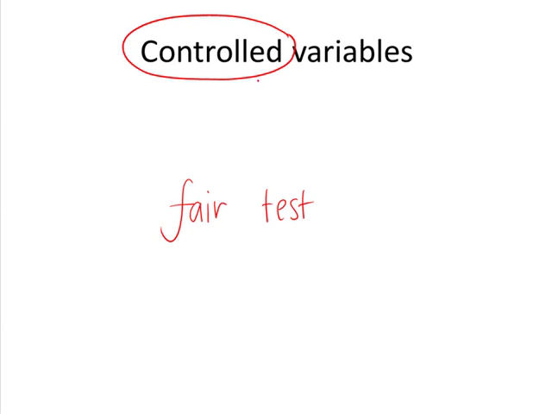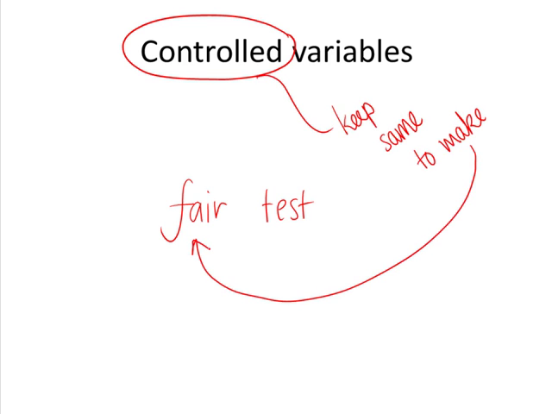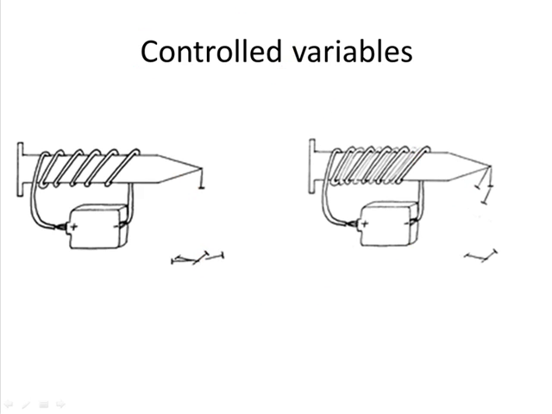When we do an experimental investigation, it's very important to do a fair test. That means that we have to control, keep the same, all variables other than the independent and dependent variables to make it fair. So say we are doing this investigation: How does number of coils affect electromagnet strength?